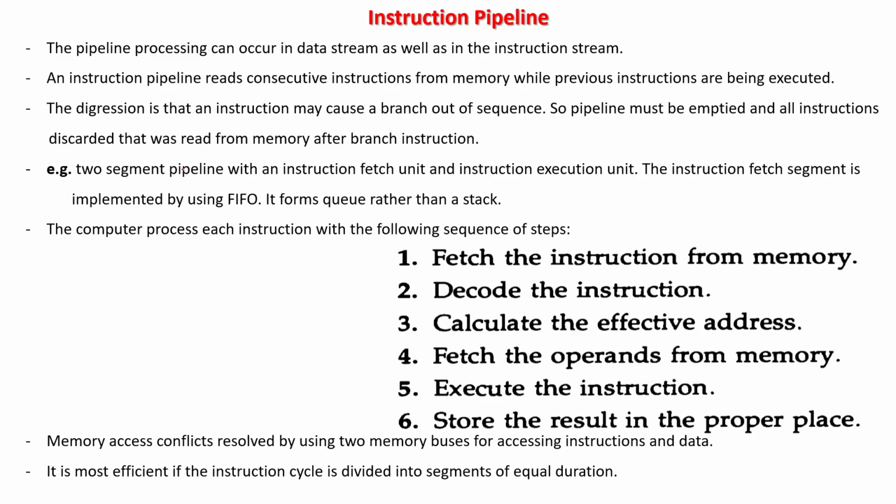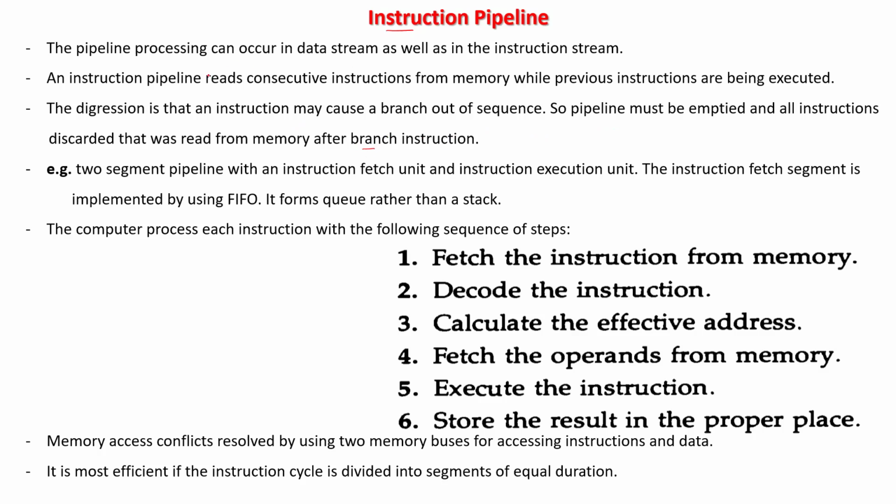So what is the pipeline? Like you have seen in the case of arithmetic pipeline, here for the instruction also, multiple instructions are required at the same time. So that's why we have the concept of the instruction pipeline. Instructions are queued on the basis of first in, first out. The pipeline must be emptied and all instructions discarded. When will it be discarded? In case of a branch instruction.